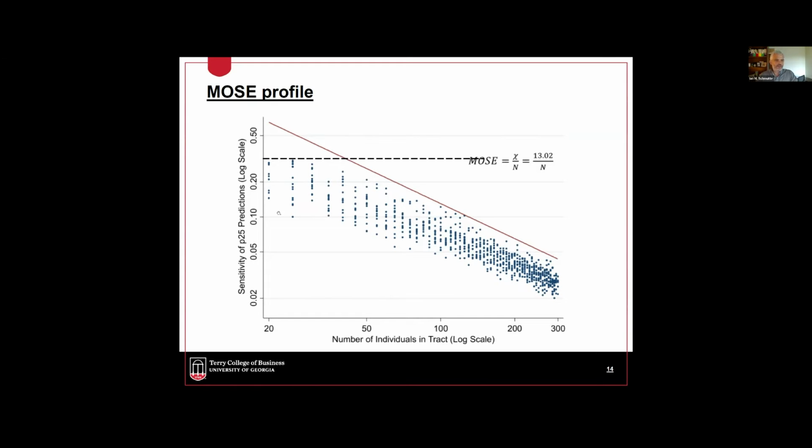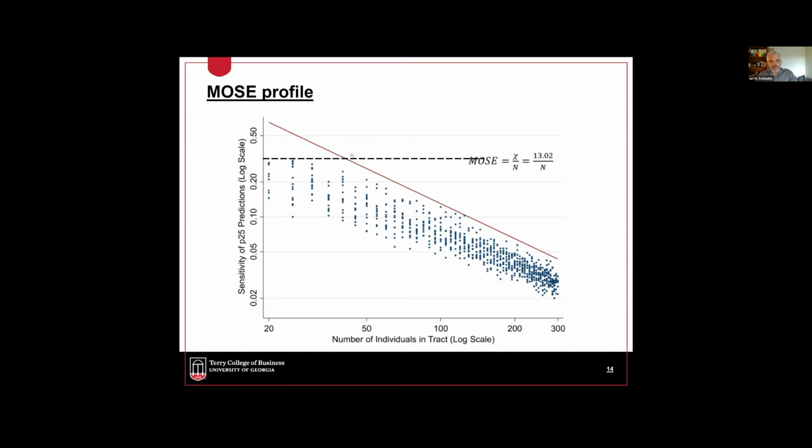So this is a plot of the sensitivity of the 25th percentile predictions per household against the number of individuals in a tract, both plotted on a log scale. So what you see is that the sensitivity tends to be higher in tracts that have small populations and decreases linearly in the logarithms as the population increases. And so you could calibrate the noise according to the maximum observed sensitivity, which would put it at this level.